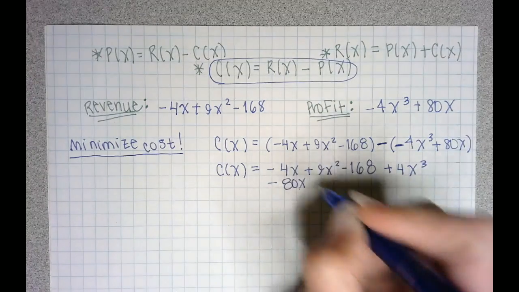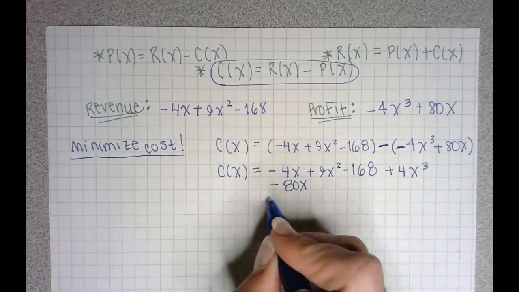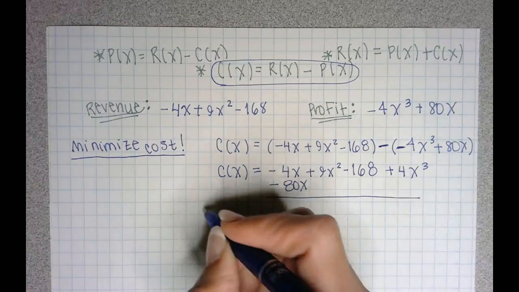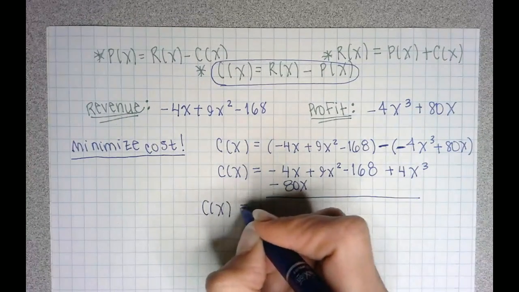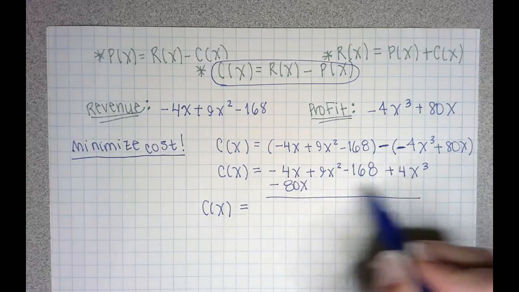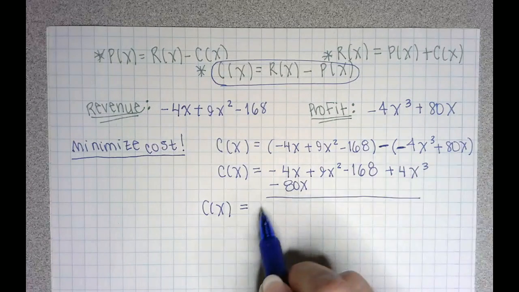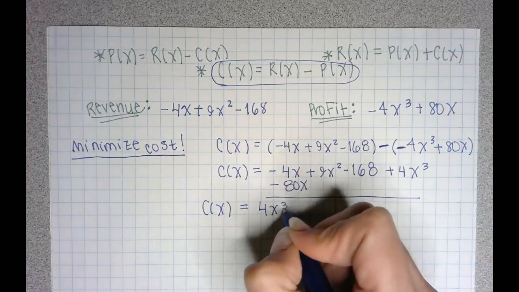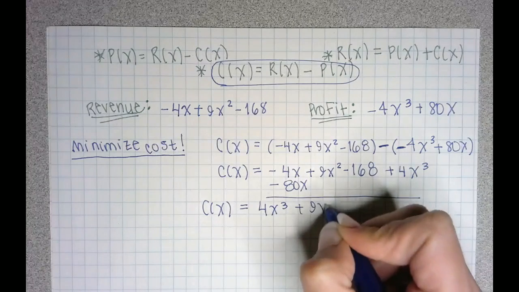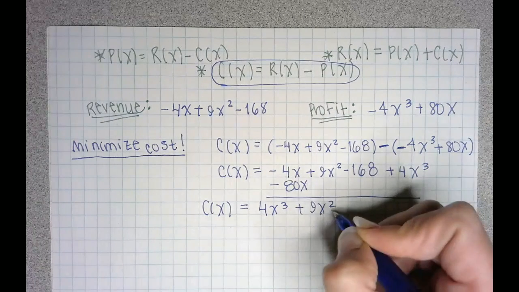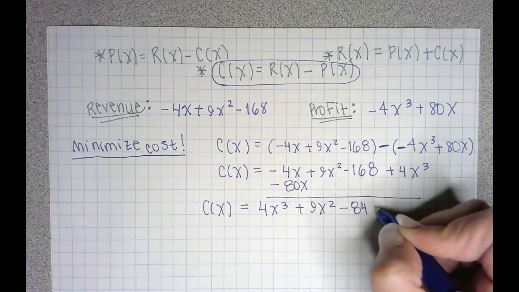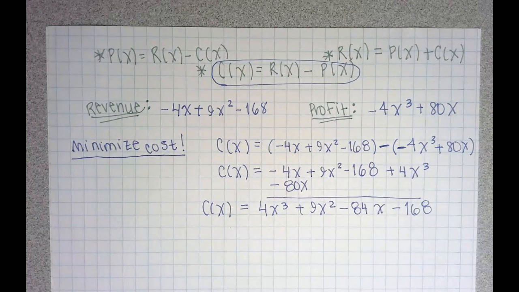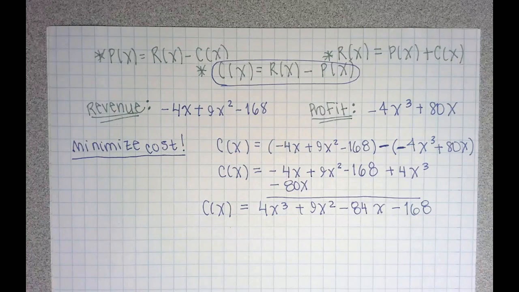I like to go a little vertical sometimes to save some space, and then I kind of look at it like a vertical word problem. So that means I have the cost function is. Now while I'm adding, there's not that much to combine, I'm also going to put it in descending exponential order, so biggest power in front. 4x to the third plus 9x to the second minus 84x minus 168. Okay, so now that's my cost function.